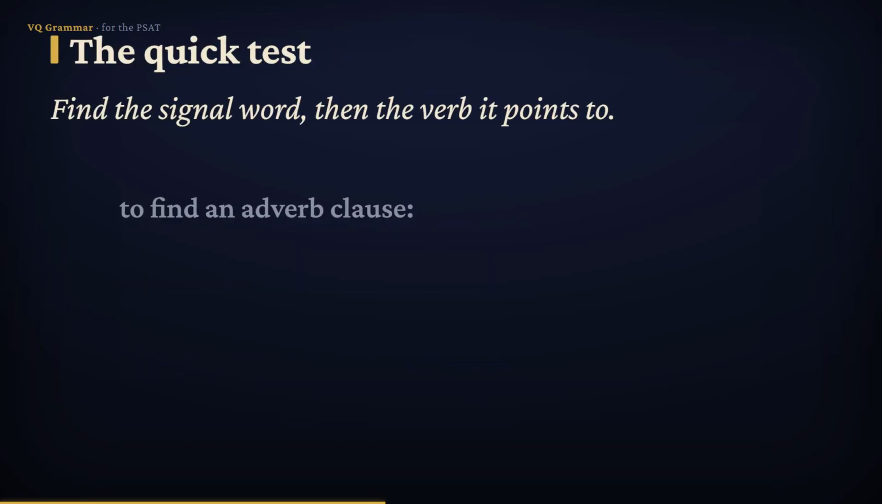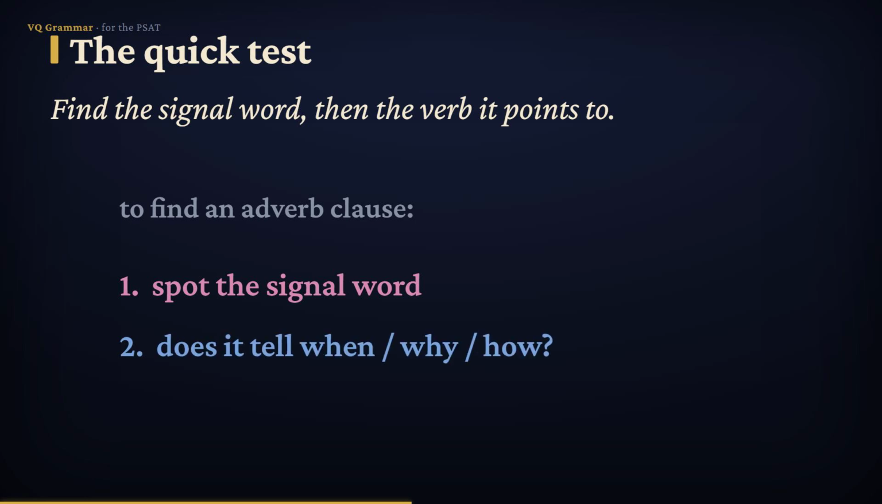So here's your quick test. First, spot the signal word at the start of a clause, one of those subordinating conjunctions. Second, ask whether that clause tells you when, where, why, how, or under what condition something happens. If it does, it's an adverb clause modifying the verb. Find the signal word, check the question it answers, and you've got it.